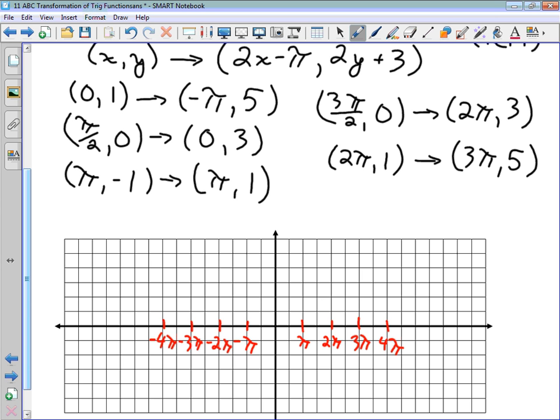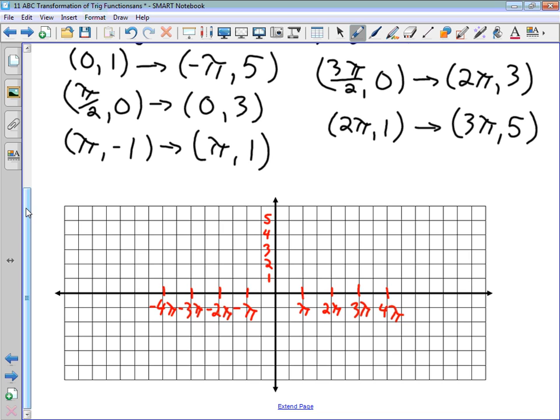And in terms of my vertical scale, each box represents 1. So 1, 2, 3, 4, 5. My highest number is a 5 there, and that's all I really need. So let's go ahead and graph these points that we have just calculated. So we have (negative pi, 5), (0, 3), (pi, 1), (2 pi, 3), (3 pi, 5). Okay? And that's taking us all the way through one complete cycle.